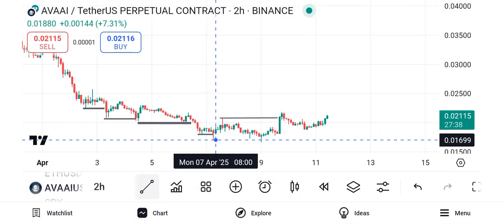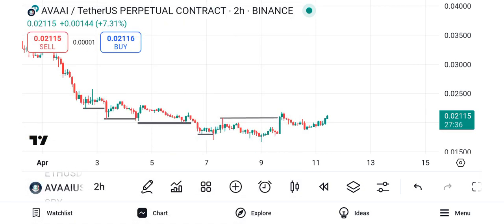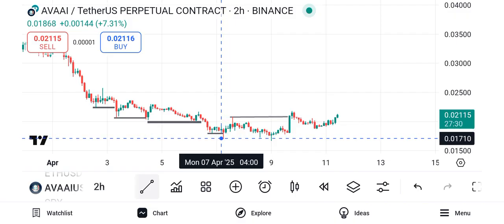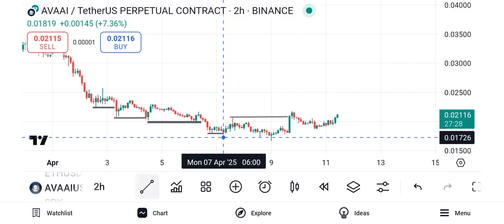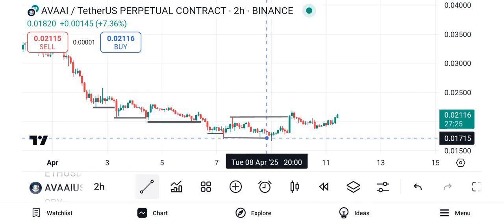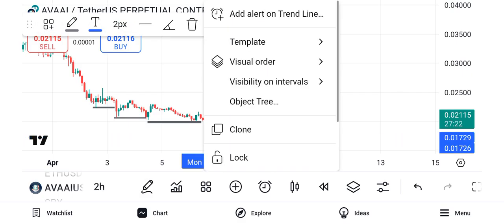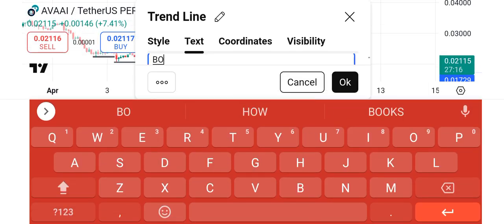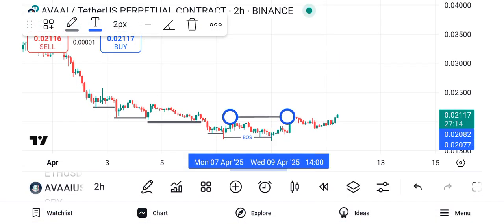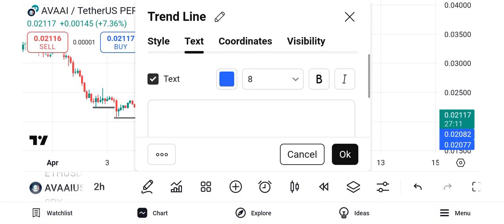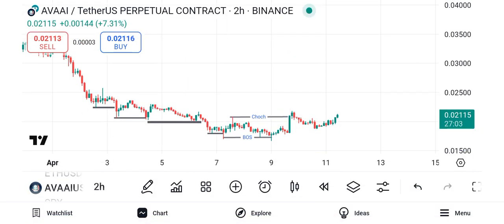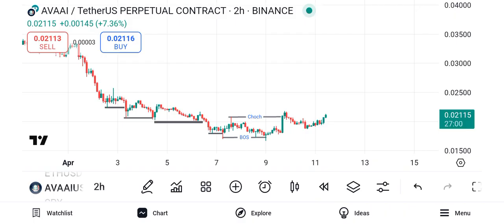This is a break of structure. This is a break of structure. And this is what? A change of character. This is a change of character. This is what happened. Now, this is the market structure strategy.